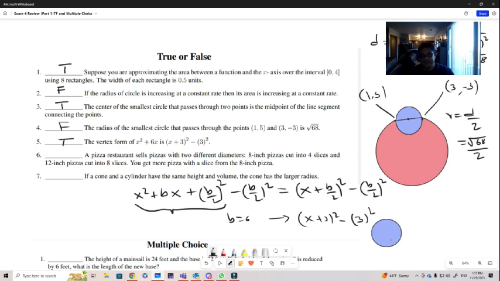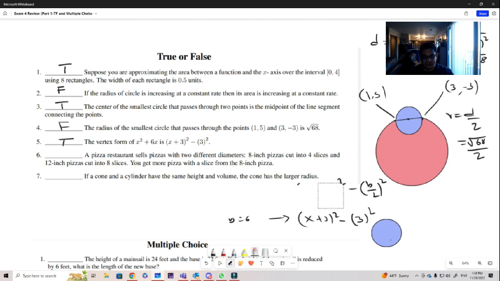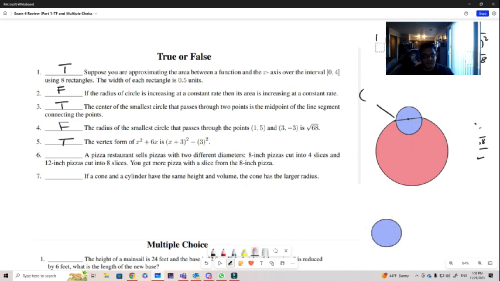Now, 6 is about a pizza place that sells pizzas of 2 different diameters. One is an 8 inches pizza that is cut in 4 slices, and the other one is a 12 inches pizza that is cut in 8 slices. And so we want to know, where do you get more pizza? They claim that you get more pizza from the 8 inches pizza. Okay, so we can actually find out what's up with that.